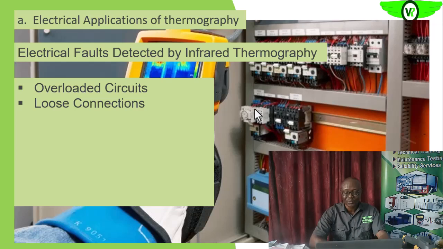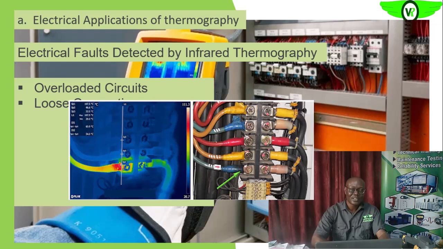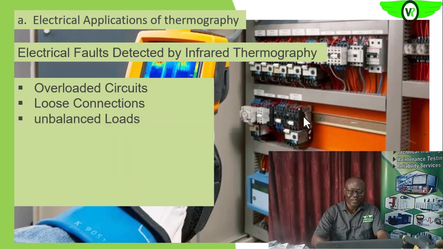Then loose connections too. If any of the joints are loose, all these connection points, if they are loose, that creates higher resistance, or joints that are not properly made create higher resistance to the flow of the current. So as the current is flowing through that high resistance joint as a result of a loose connection, it will come out as increased heat dissipation, which will be different from what is normal. So with that, we'll be able to know that we have a problem. Then unbalanced loads, as we said earlier, you will see that the phase that is carrying the highest load will have higher heat dissipation than the ones that have less load on them.